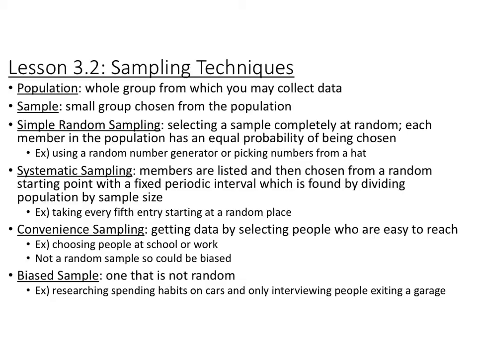Convenience sampling is not random. That would be like if you're collecting data for your entire high school and you just ask people in your classes. You select people who are easy to reach, easy to talk to. And since it's not random, it could be biased. So that's the next vocab word, biased sampling, one that's not random. Having a biased sample could affect your outcome. If you're only talking to people in your classes, then that's a certain group that may have similar attributes different from the entire population.